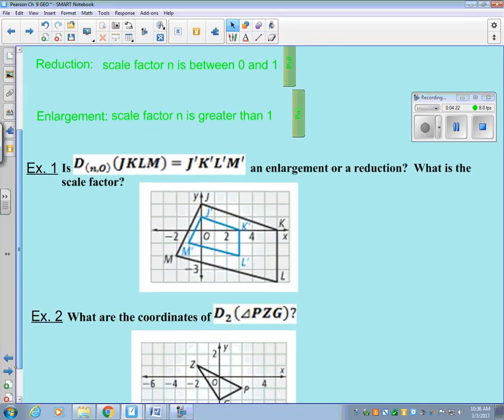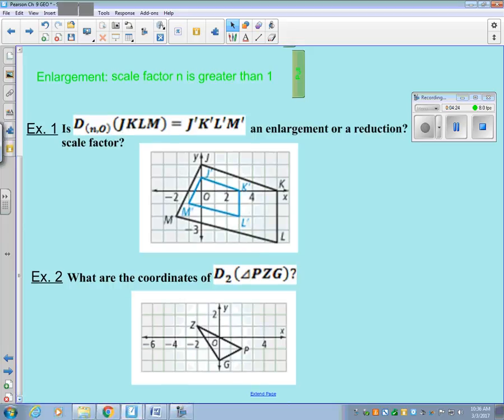All right, Kai, can you read example 1 for us? And remember that big D means dilation. Is dilation J equal to J prime, K prime, L prime? So we got JKLM is the original, and J prime, K prime, L prime, M prime is the new one. Okay, is that an enlargement or a reduction? So if we start with the black and end with the blue, we are a reduction.